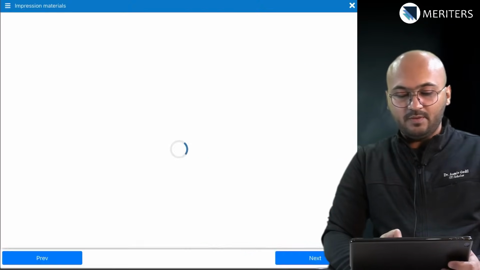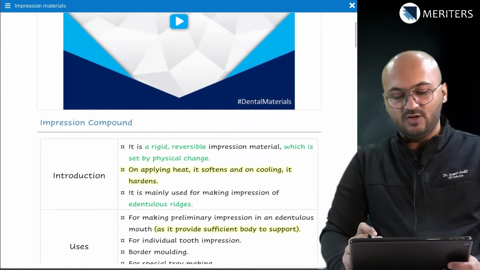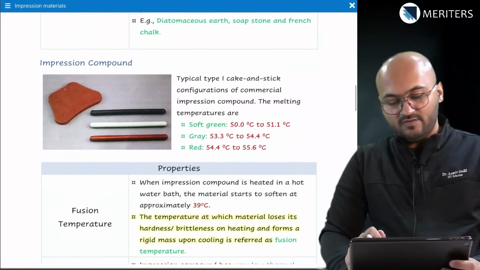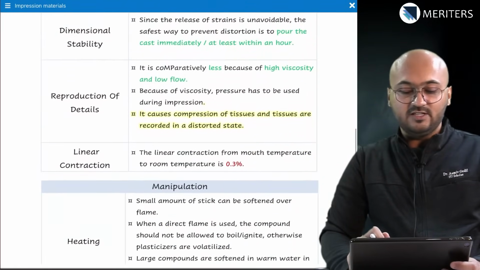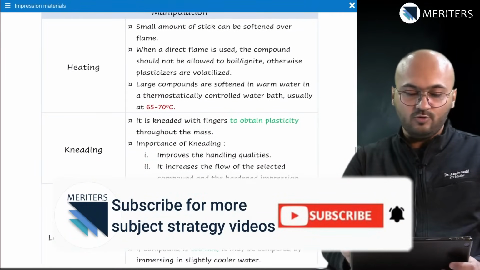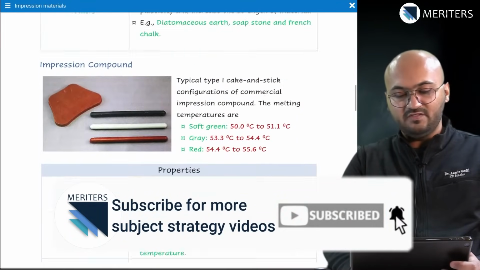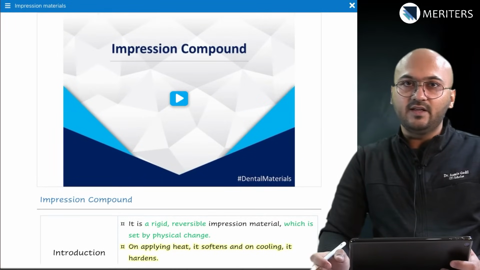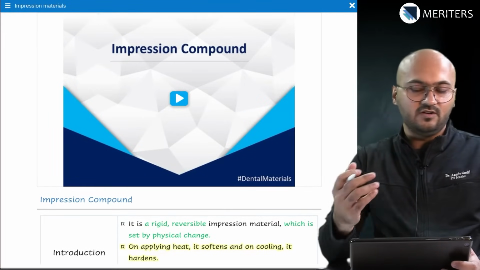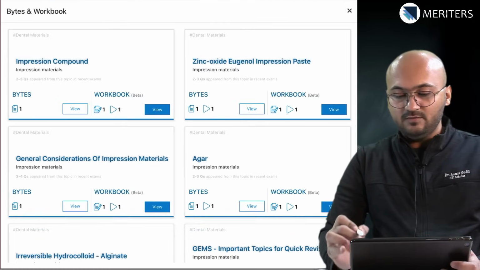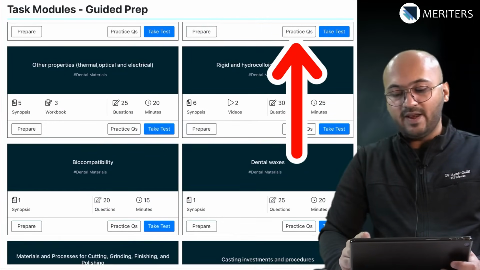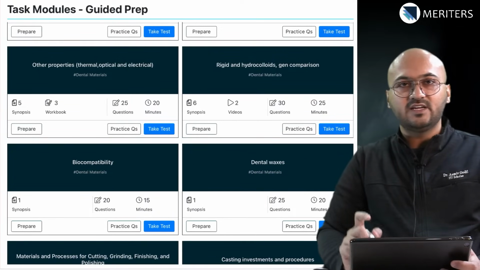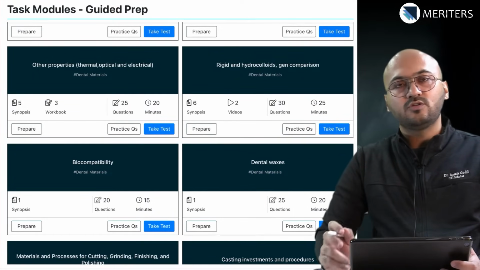The next step is to prepare from bites, workbooks and videos. So you look at all the notes given in the workbook. It will come with a lot of illustrations, tables, flowcharts, and it's very easy to remember. Now fill up your workbook based on these notes. Also watch the video here. It will give you more understanding of the topic in detail, and it stays with you longer because you've watched and heard it, right? So after preparation, move on to the next step, that is practice question and then take test. Now it is necessary for you to take all the tasks seriously and then move on to the QBank.